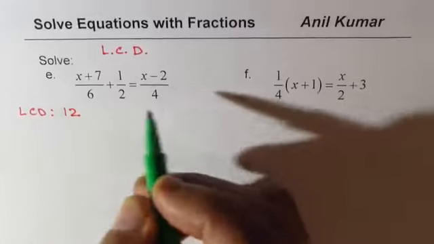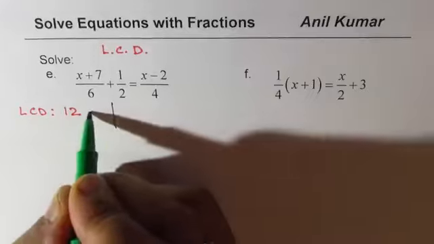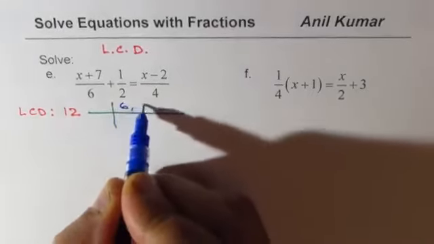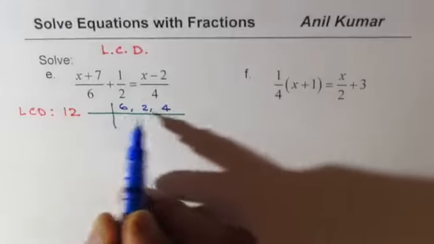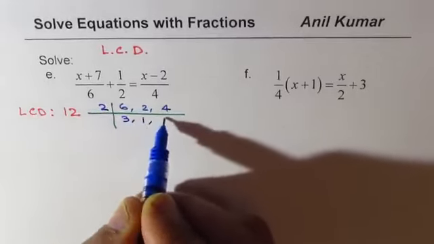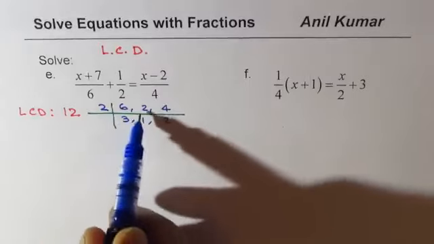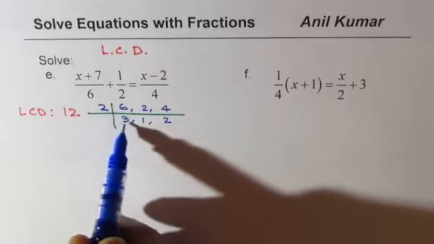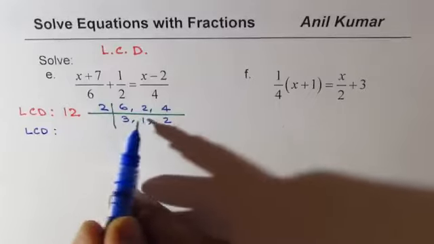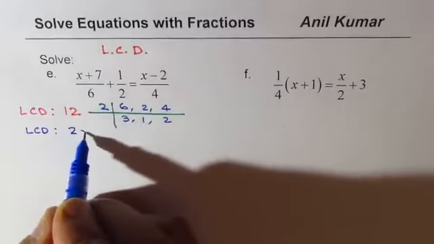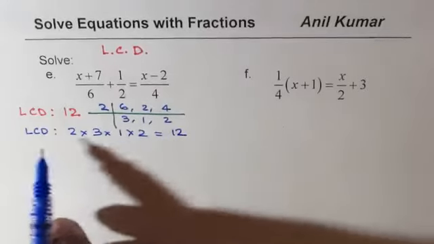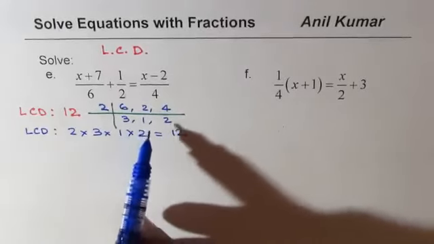Let's take that now. To find this, we have a ladder division method. You could write all these numbers, 6, 2, and 4, divided by some common factor, let's say 2 in this case. We get 3, 1 and 2. So 2 goes 3 times in 6, 1 time in 2, 2 times in 4. So we're left with these numbers. So the lowest common denominator, I should say multiple now, is 2 times 3 times 1 times 2, which is 12. So that is the technique of finding the lowest common denominator.